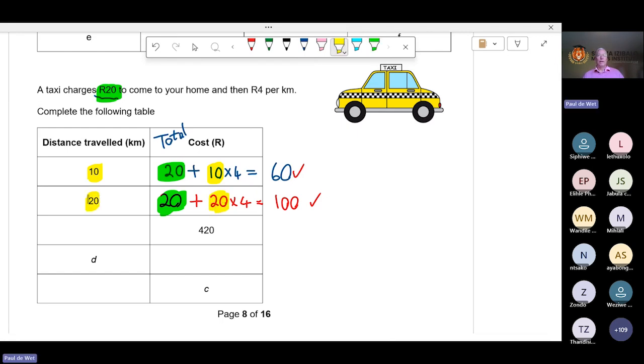Now, we want to work backwards. We're going backwards now. If I spent 420 Rand, how many kilometers did I do? So now we need to think. This is what maths is all about.